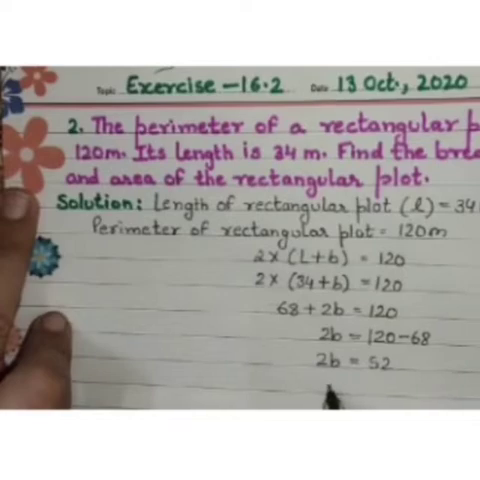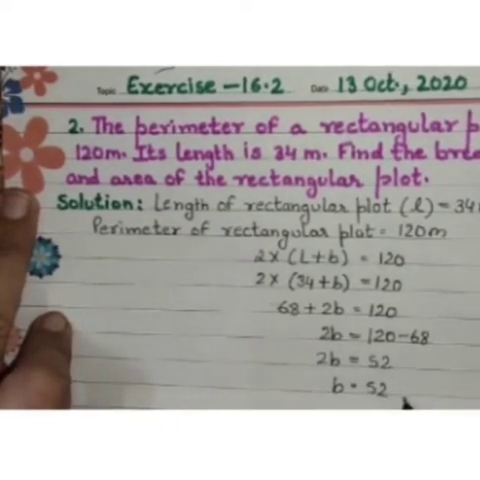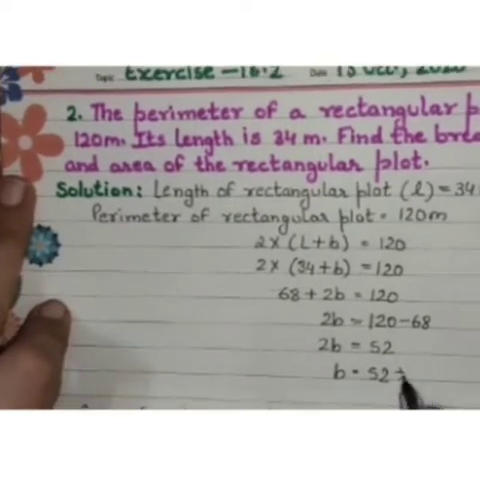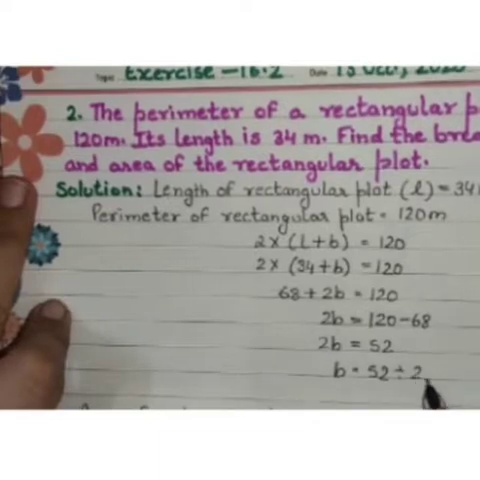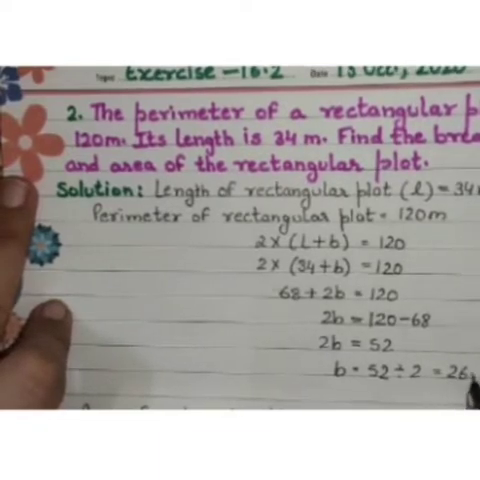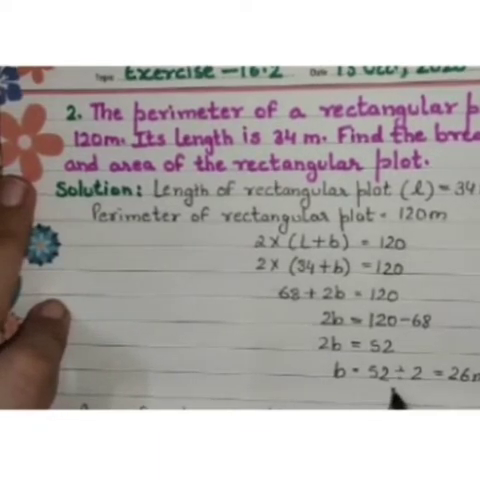Now we have to find the value of B. 2B means 2 multiply B. Now we shift multiply sign to other side. It will change into division operation. B is equal to 52 divided by 2. That is 26. 26 meter is the breadth of rectangular plot.